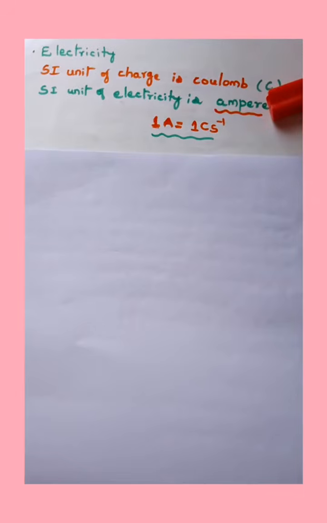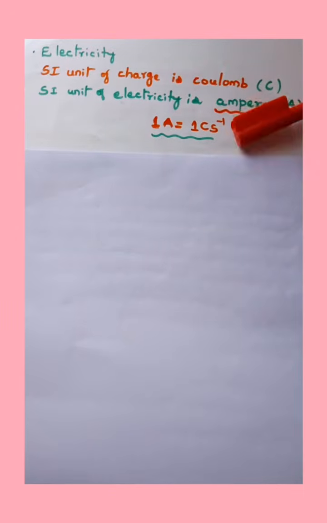Next is electricity. We know that the SI unit of charge is coulomb. It is written as C. The SI unit of electricity is ampere. And the comparison between ampere and coulomb is written as 1 ampere is equal to 1 coulomb per second.